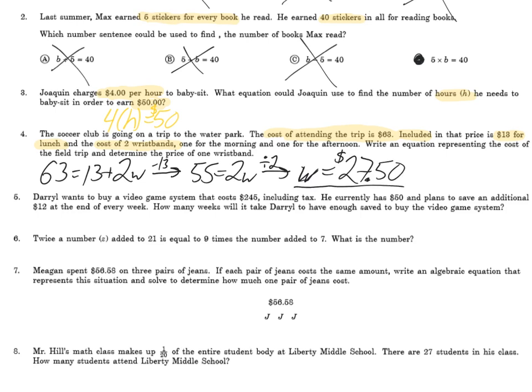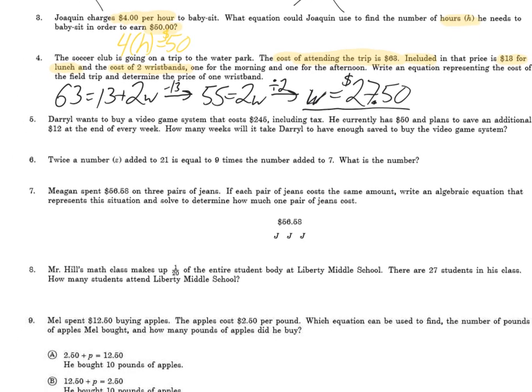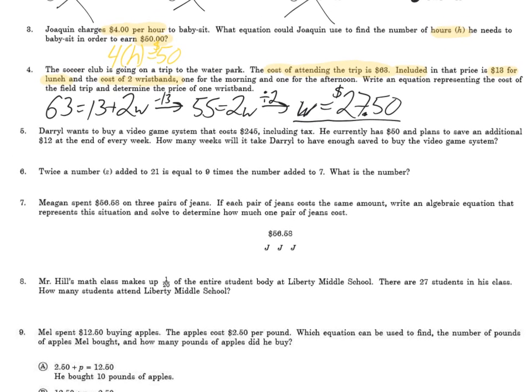Okay, next one. Daryl wants to buy a video game system that costs $245, including tax. He currently has $50 and plans to save an additional $12 at the end of every week.